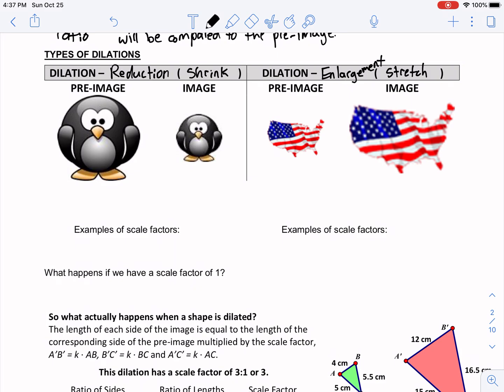In this case, this would be a good example. We start out with this penguin, and it reduces in size, but notice it maintains shape. Then we take the map of the U.S. and it is enlarged. It almost looks like twice as large as what it used to be, but it maintains shape, okay? When we shrink, a good scale factor would be 1/2. It's half the size of the original image. If we enlarge something, a good scale factor might be 2. We're multiplying by that scale factor of 2. We're doubling its size, okay?